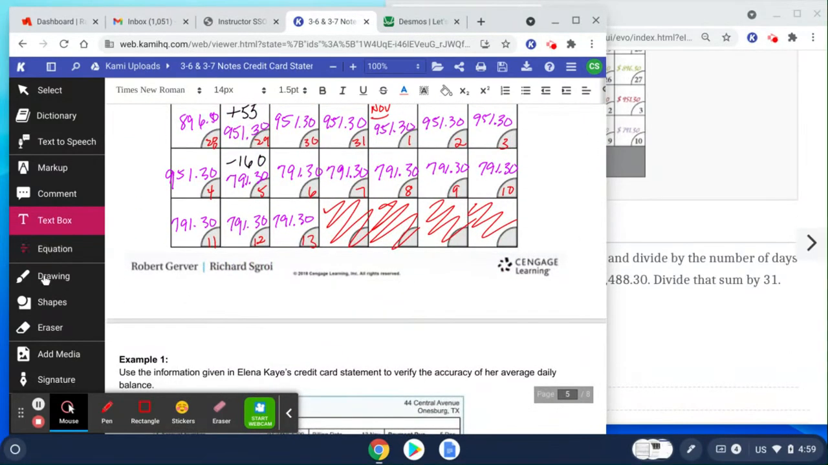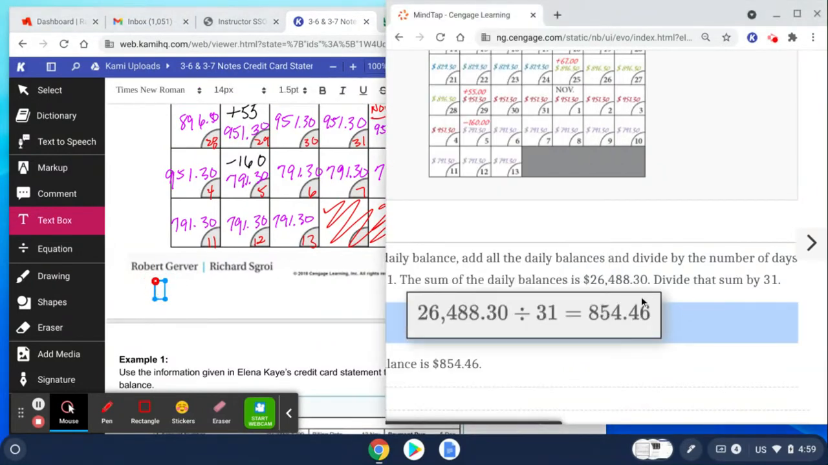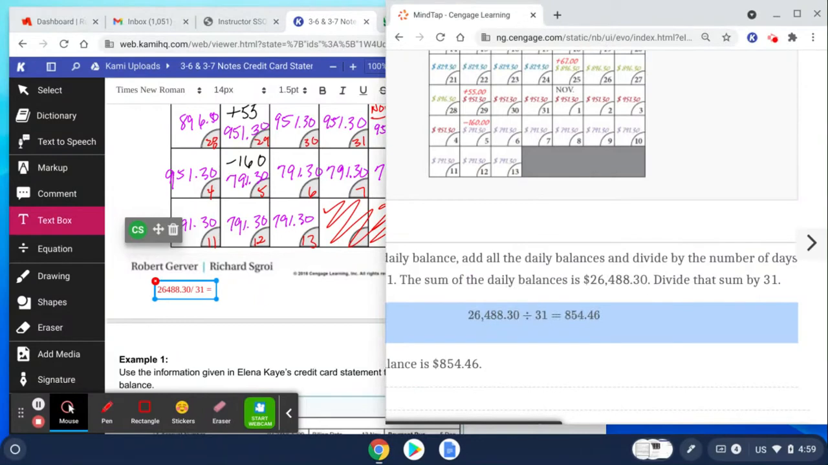And let's type the work in down here. They said that comes to 26,488.30. Divided by 31 days, that equaled 854.46.